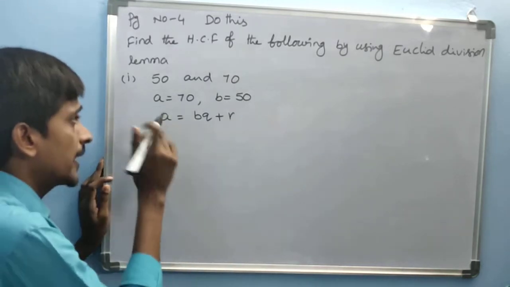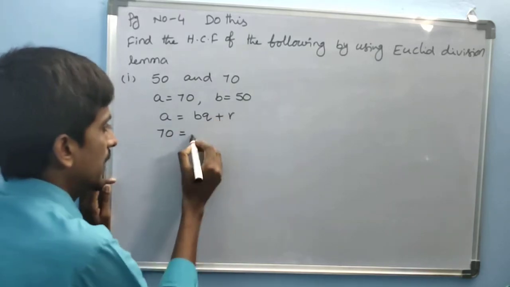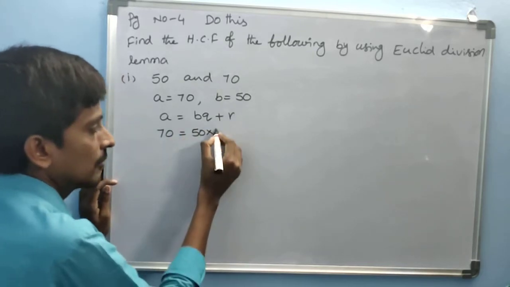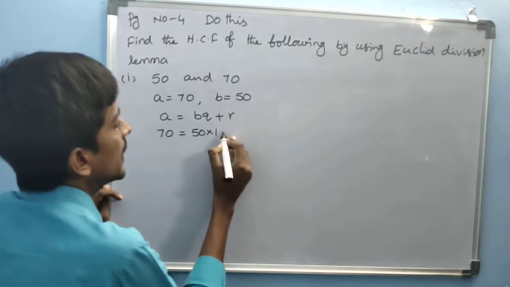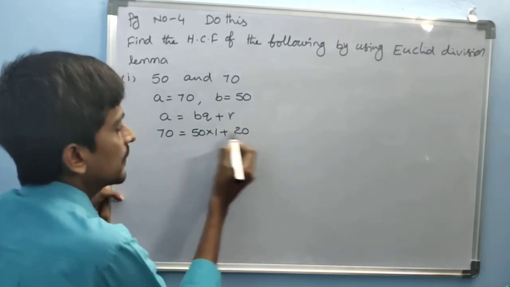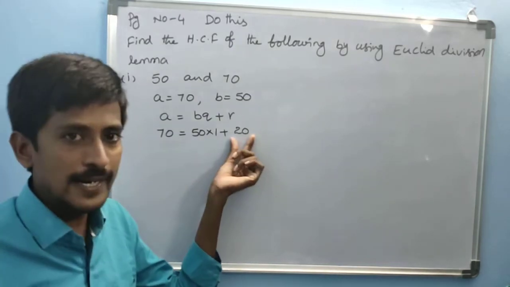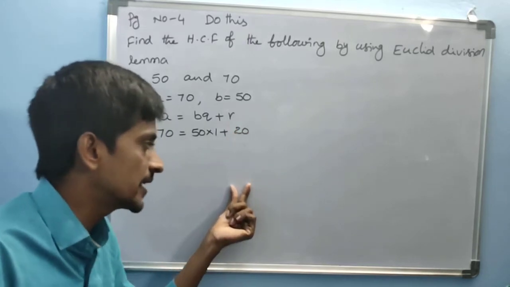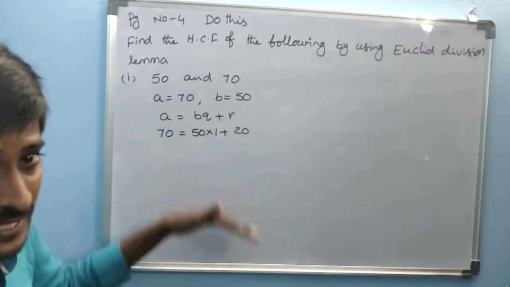Okay. A equals 70 equals B, 50, into Q. 50 how many times? Only one time, 5 twos are 100. So the remainder is 50 plus 20 makes 70. Is the remainder 0 or not? No, it is not 0. So when the remainder is not 0, you continue the process.